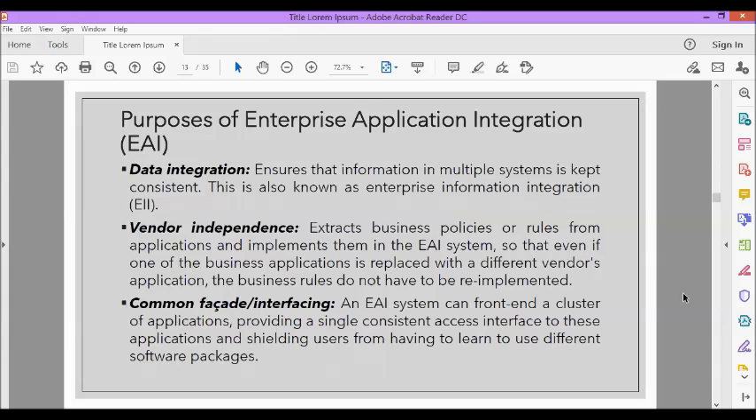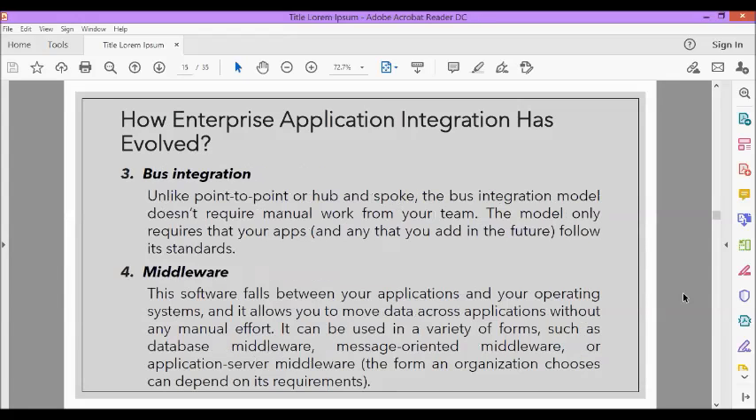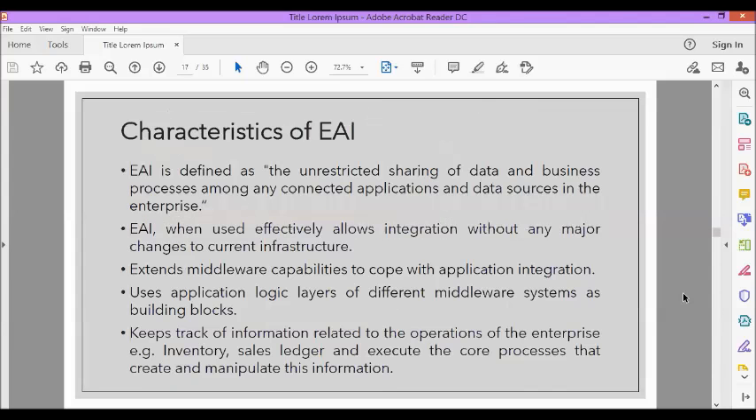We also discussed the various purposes of enterprise application integration such as data integration, vendor independence, common facade or interfacing. And how enterprise application integration has evolved. So we have the point-to-point integration, hub and spoke integration, bus integration, middleware, and microservices.